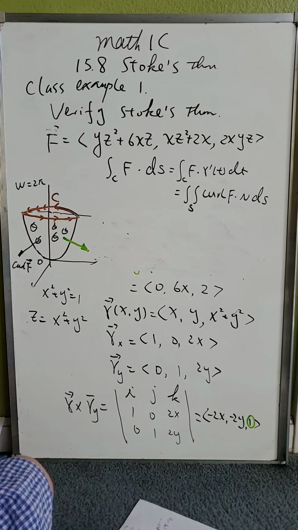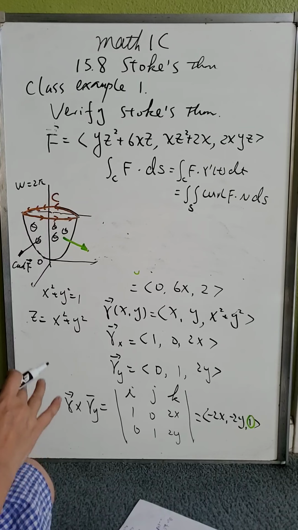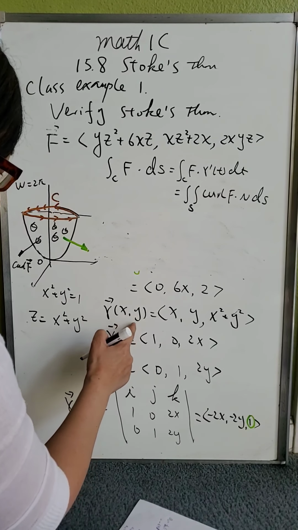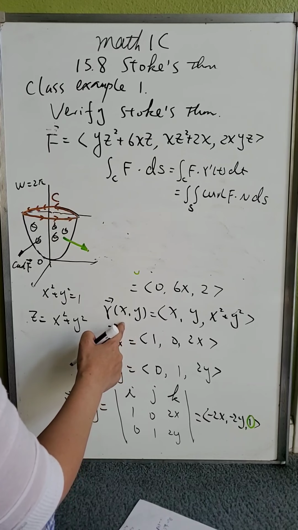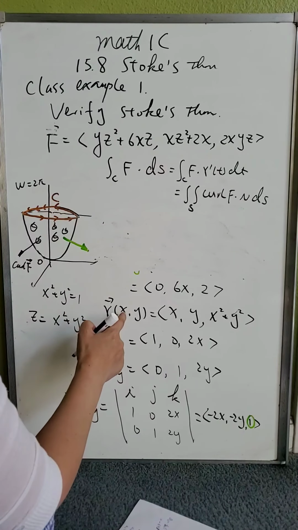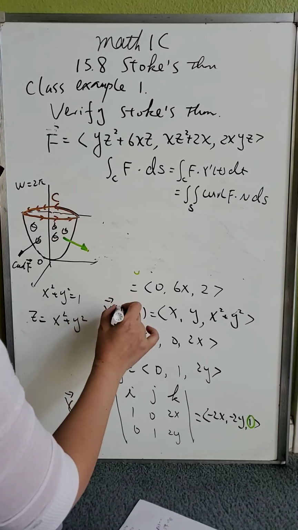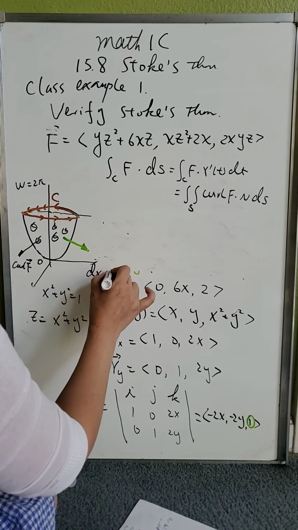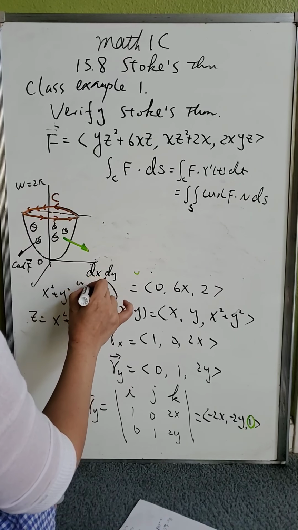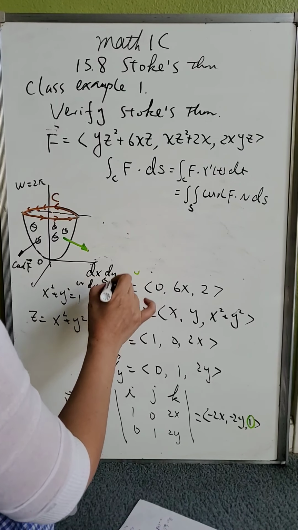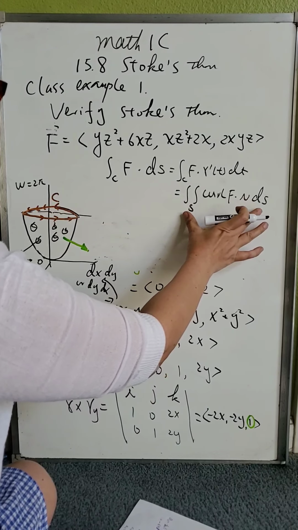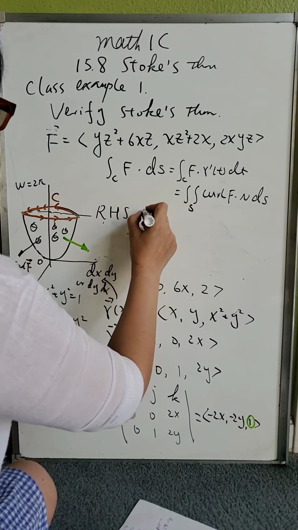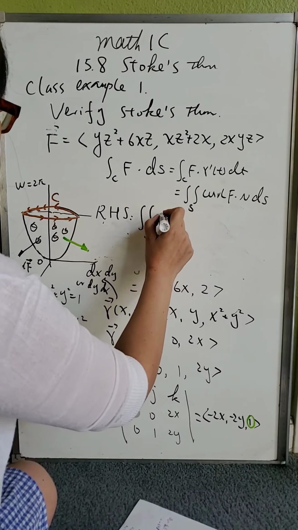Now, remember I mentioned it yesterday in the video for the quiz, if you use x and y here to parametrize the surface function, you must use dx dy, okay? So I'm going to put it right here. That means you're going to use dx dy or dy dx, okay? So then you follow here. Your right-hand side is the surface integral.